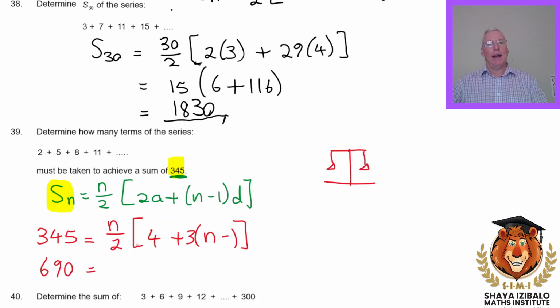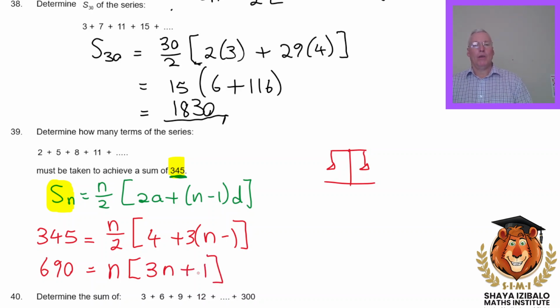Over here, I've got n outside, and inside the bracket I've got 4 plus 3n minus 3. So I've got 4 and a minus 3, I've got 1, and I've got 3n. What I've got is a quadratic equation: 3n squared plus n minus 690.